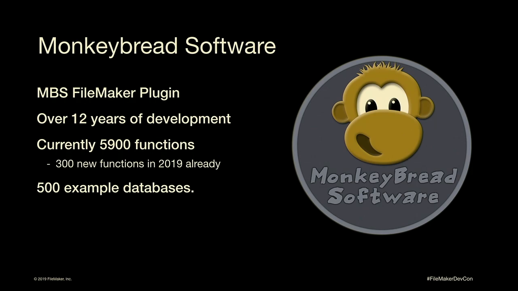The MBS plugin currently has 5,900 functions, and we are adding new functions as people request new features. So currently we have 300 new functions this year already, and we are going to add a lot more. So if you have any wishes, please send us an email. When you download the plugin, you get over 500 example databases which you can explore, and maybe the thing you need is just in one of the examples and you can copy a script and modify it.